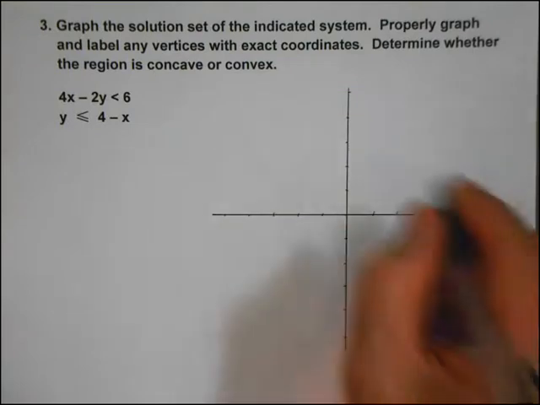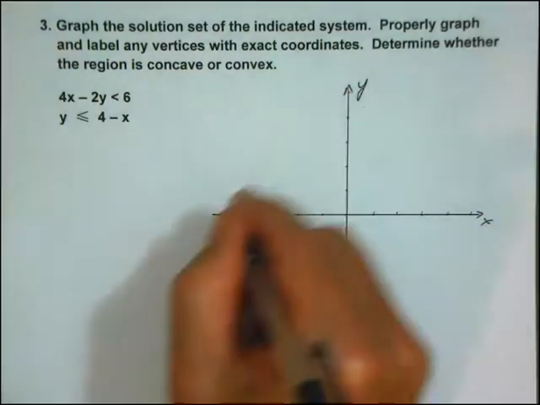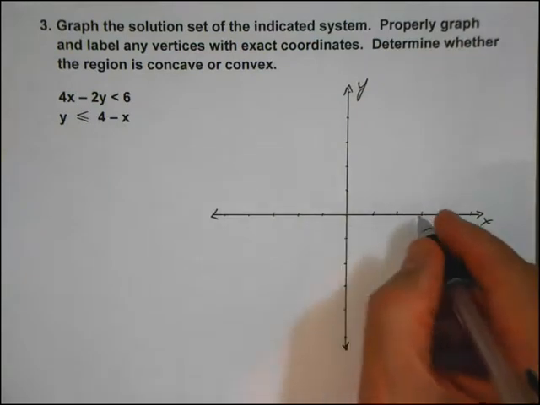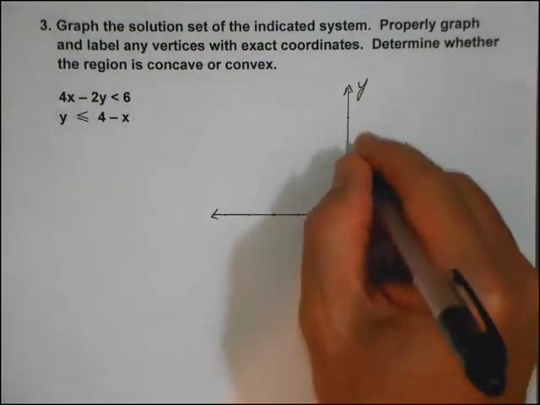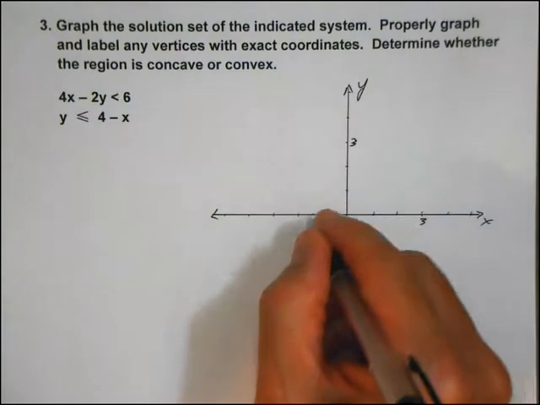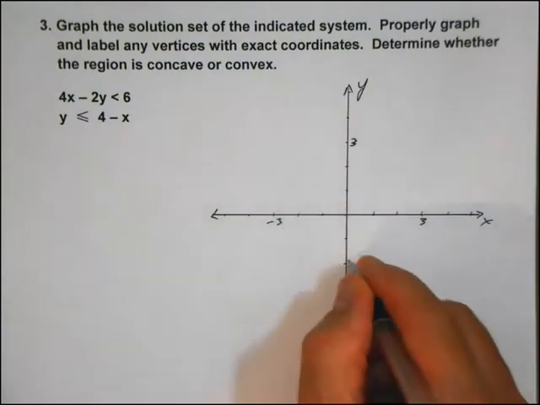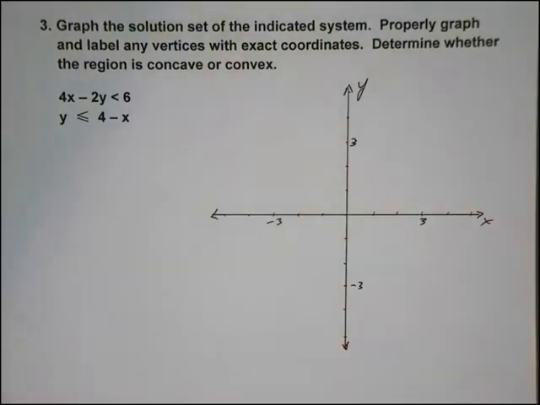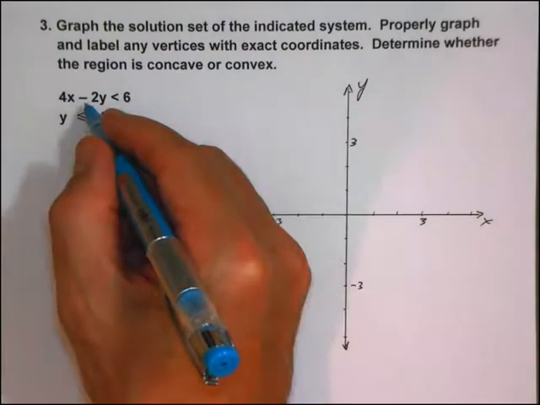Okay, labeling the axes, scaling the axes, 1, 2, 3, 1, 2, 3, negative 3, negative 3. Alright, let's get a contrasting color out and begin to sketch the graph of this first inequality.